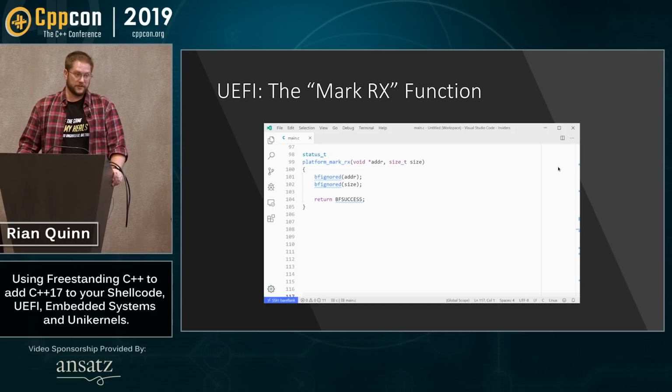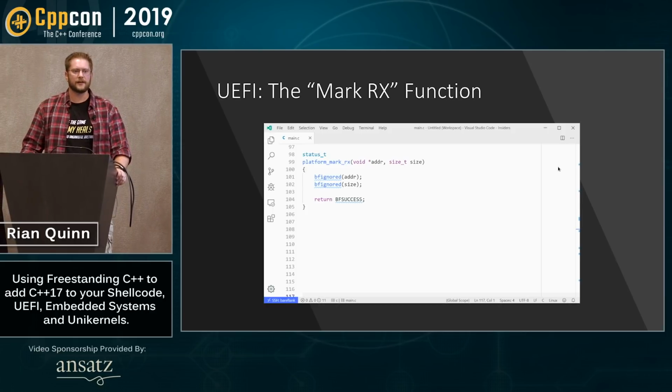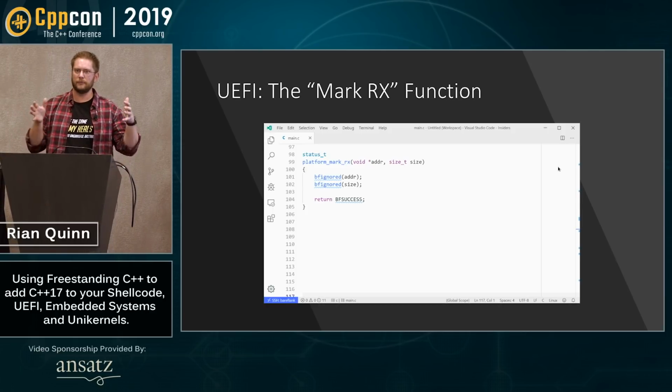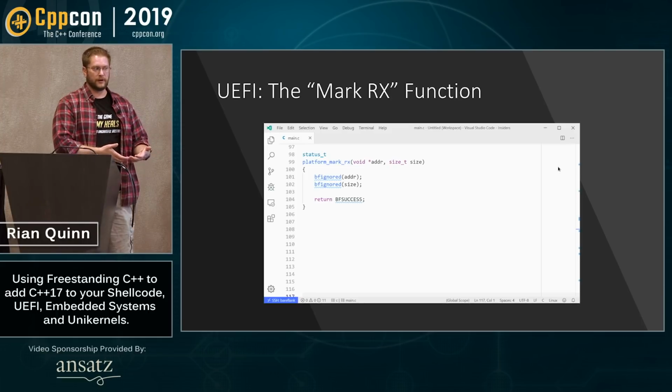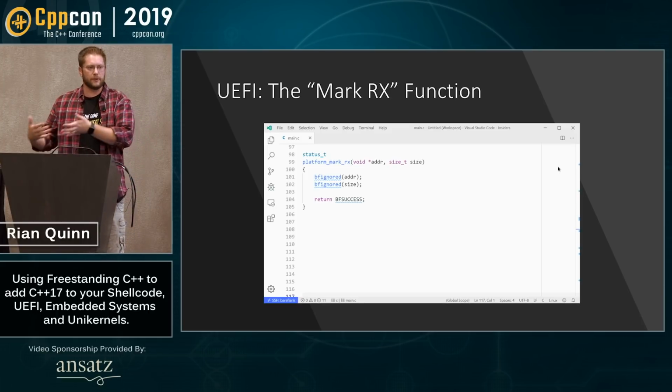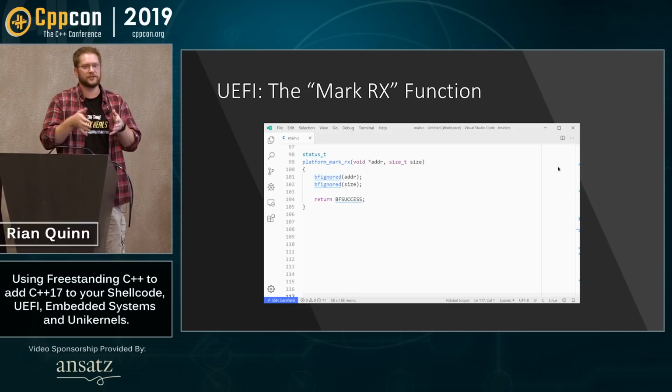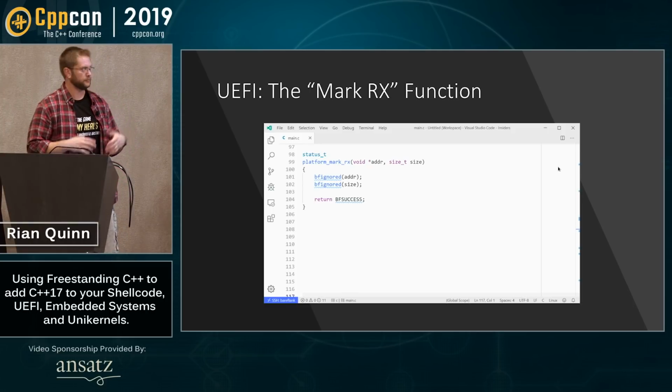The mark Rx function is needed because, once again, not all systems mark all of the memory that you allocate as executable. What's supposed to happen is when you malloc memory, it's marked read-write, and you have to explicitly mark it read-execute if you want. And it should actually never be read-write-execute. That's what causes so many problems.